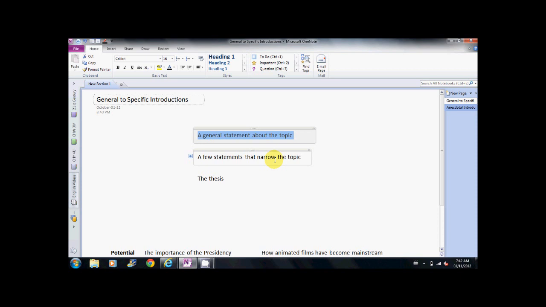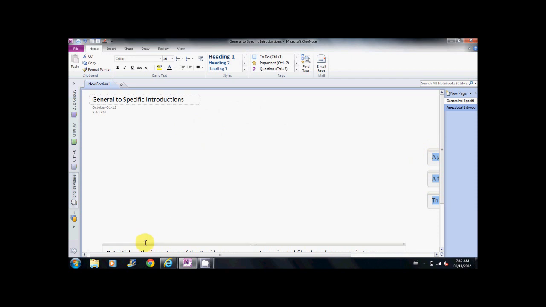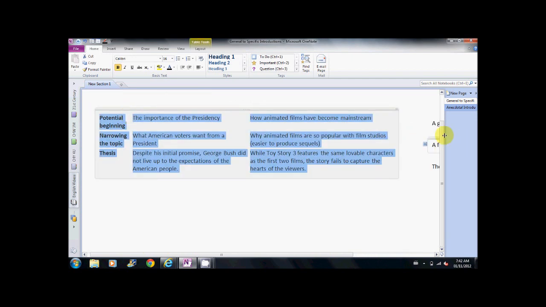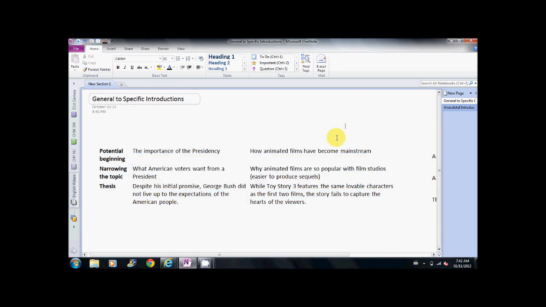Now I'm going to show you two examples of this really quickly, just because I believe at this point you've taken a look at these forms before. So while I don't have complete paragraphs written for you, I do have a basic framework that I think will help you remember how this works. So we have two examples here. In both cases, we have a thesis and we have a potential beginning and the narrowing of the topic.